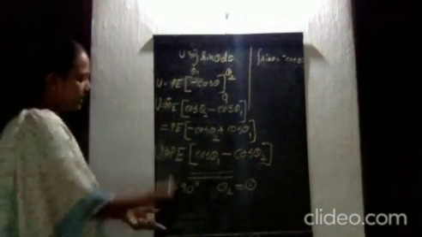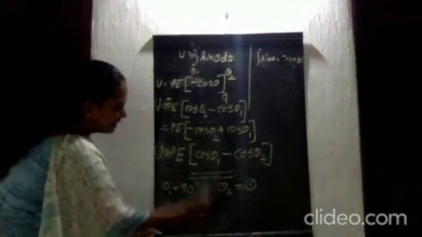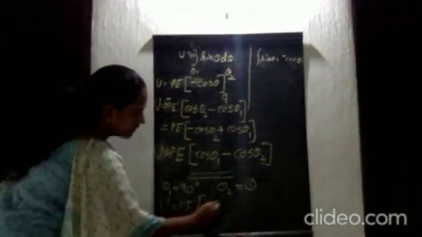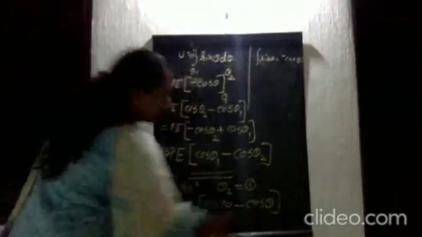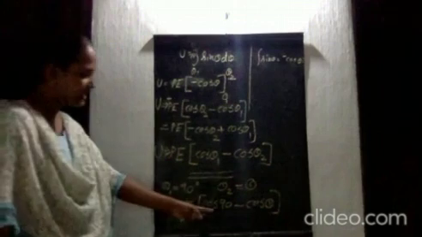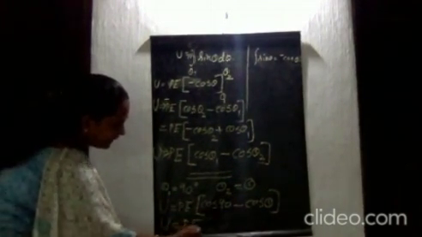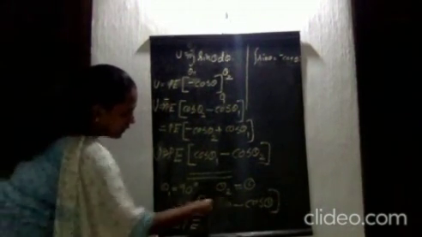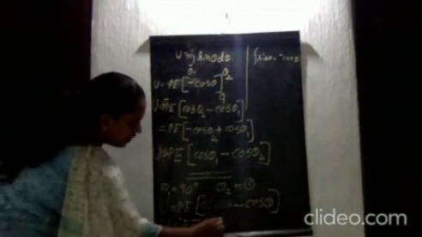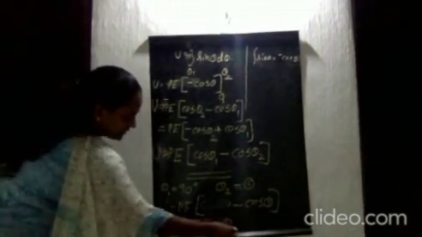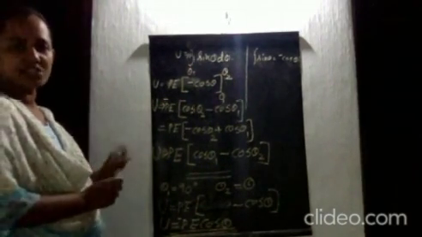What will be the formula? U is equal to Pe, cos 90 minus cos theta. How much is cos 90? Cos 90 is 0. Therefore, we get U equal to Pe times 0 minus cos theta, so the expression becomes minus Pe cos theta. This is the expression for the potential energy of a dipole in a uniform external electric field.